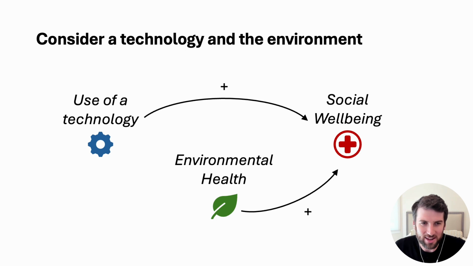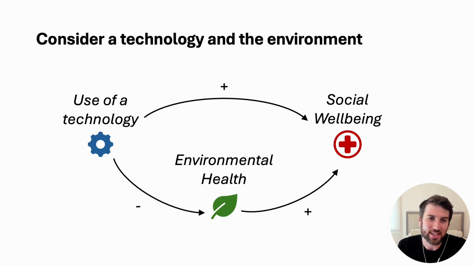Now, this is kind of where we're getting into different kinds of trade-offs. So what if the use of this technology has an inverse relation with environmental health, and that's represented as a negative arrow? An inverse relation would mean that when you're using this technology, it would decrease environmental health, and then that would also decrease social well-being.